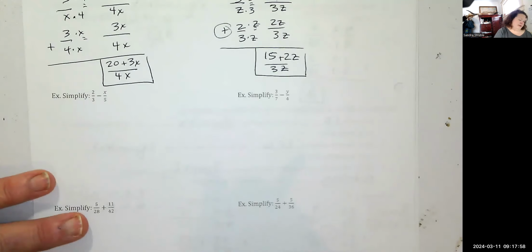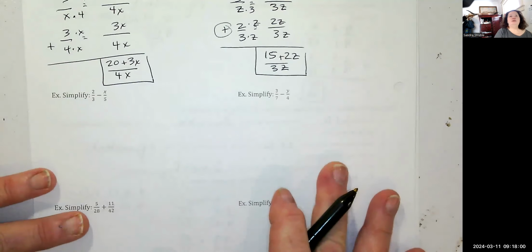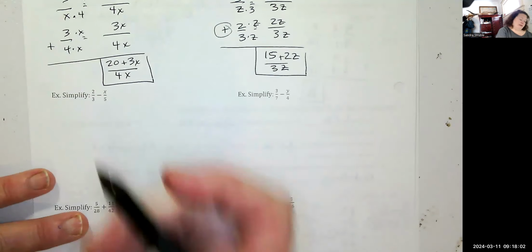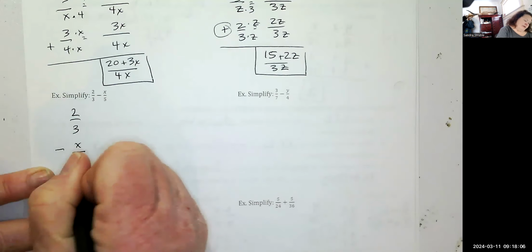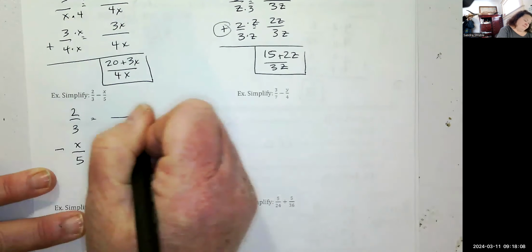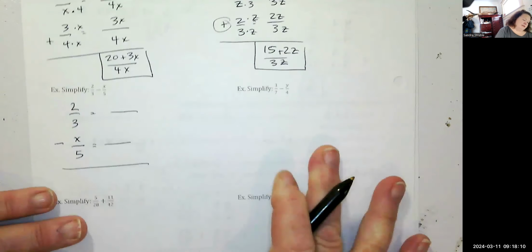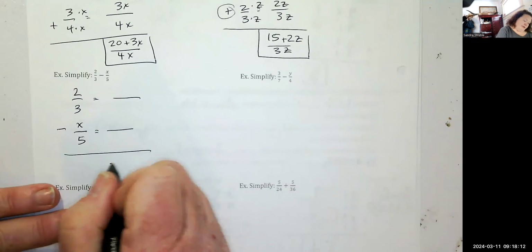All right. Simplify. 2/3 minus x over 5. Attempt this one yourself, just to see what happens. Not going to hurt anything.